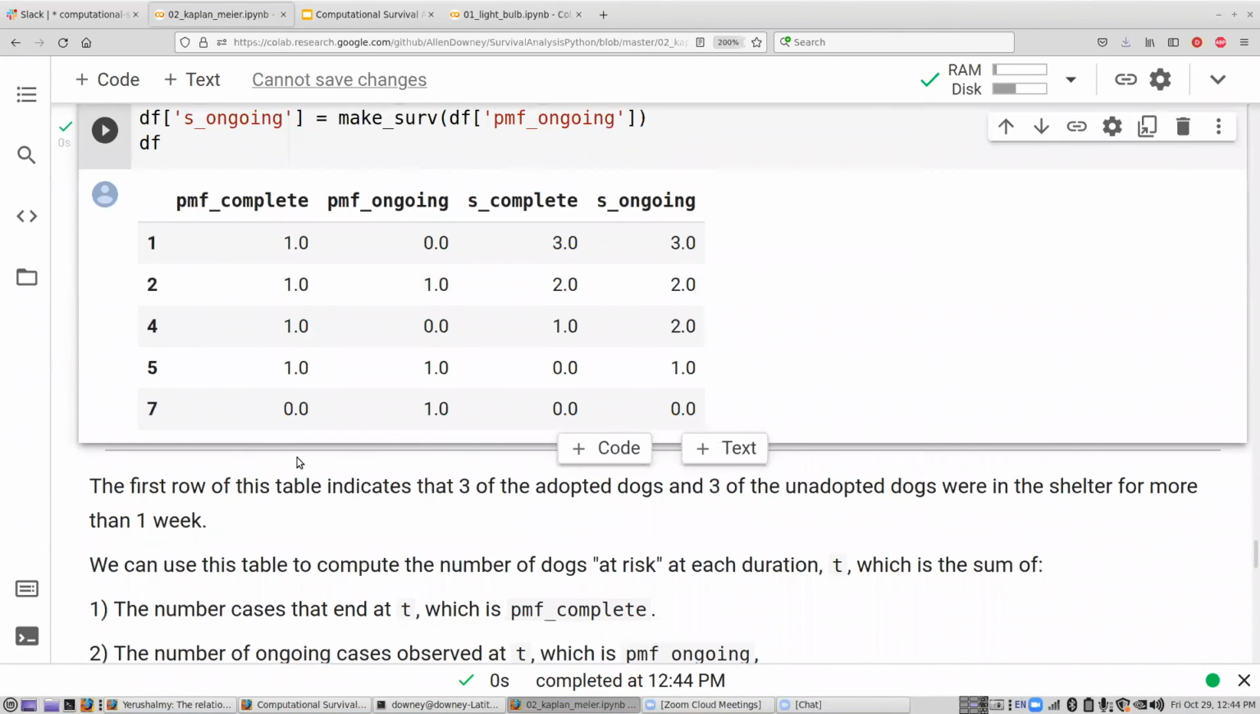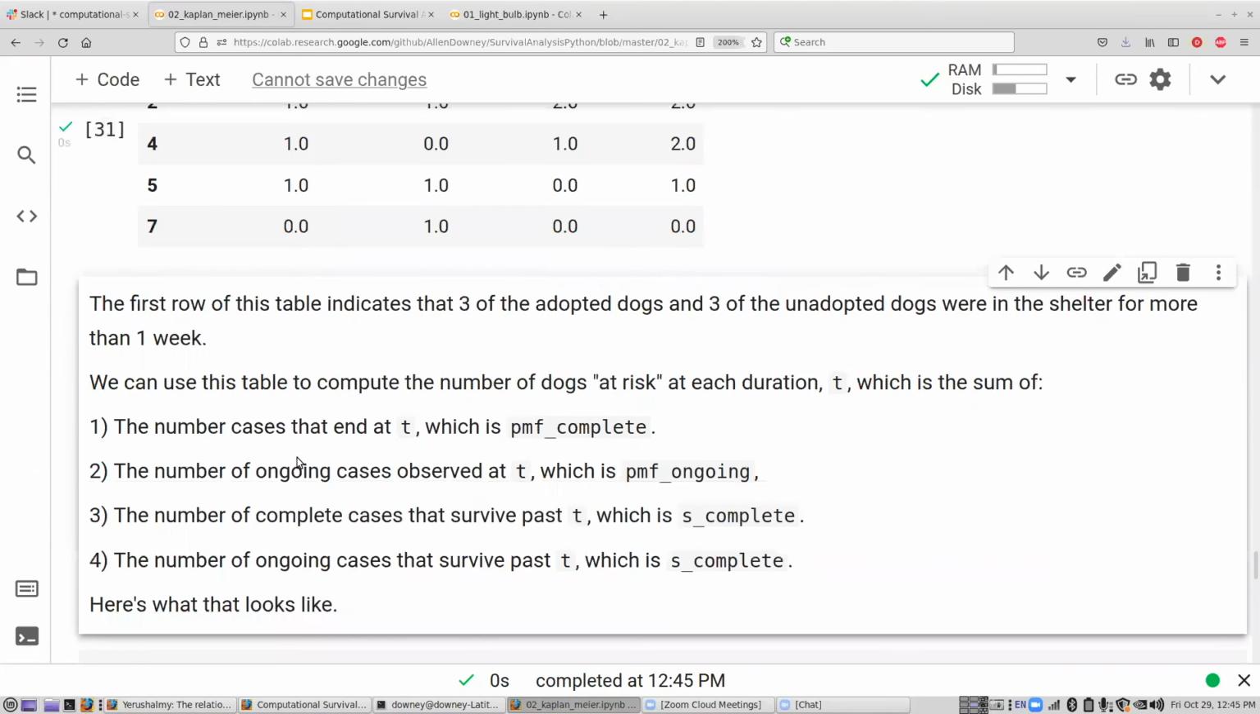Now, why is this useful? If I add up these 4 columns, that is the number of dogs who are at risk. Because the number of dogs who could be adopted during a given week is the sum of all the ones that survived to that point and got adopted, all the ones that survived at that point and left the observation window, all the ones that survived past that point, which is the survival curve, and were either adopted or not. So the sum of these 4 columns is the number of dogs who were at risk.